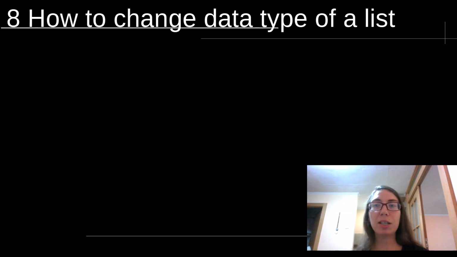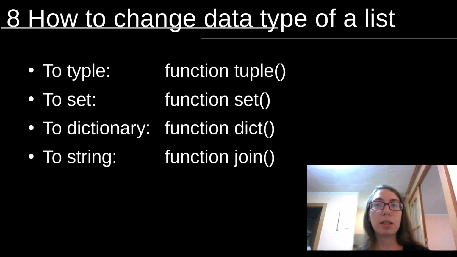How to change the data type of a list? To change list to tuple, use the function tuple. Change list to set, use the function set. List to dictionary, function dict. List to string, function join.